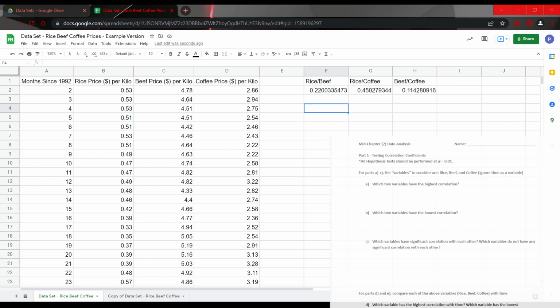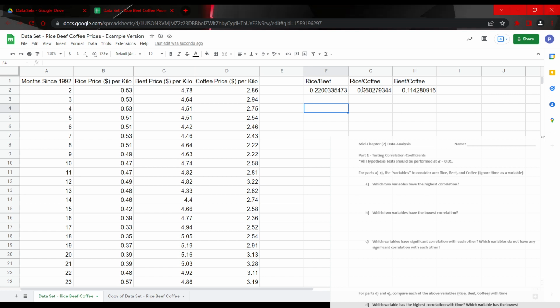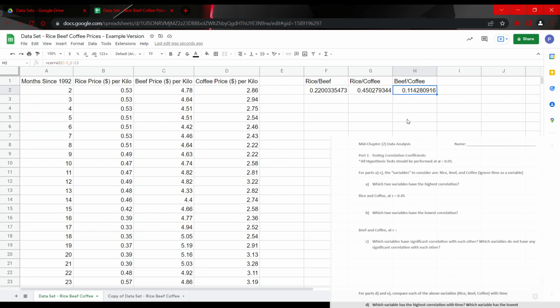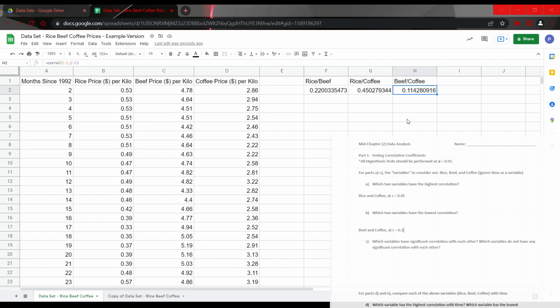And so for my first two answers, so part A, the variables with the highest correlation is rice and coffee. That's at 0.45. So rice and coffee at r equals 0.45. And the least correlation is between beef and coffee. Beef and coffee at r is equal to 0.14. I'm just gonna round to 2 decimals. That's okay.